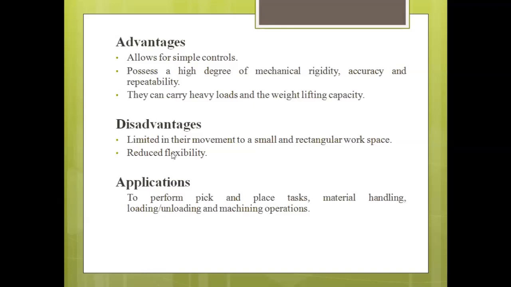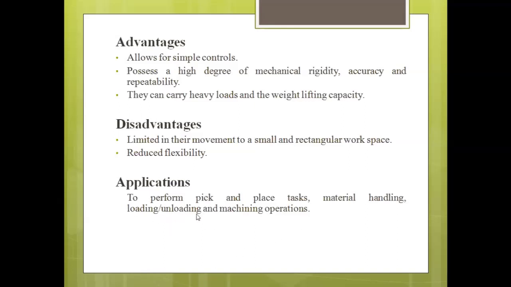Next, coming to the applications. Cartesian configuration robot is mainly used to perform pick and place applications. Pick and place: if there is an object and you want to pick that object from one place to another place, in those cases you have to use pick and place applications. Then material handling applications. You can use Cartesian configuration robot to handle the materials. Third one is loading and unloading, vehicle loading and unloading.